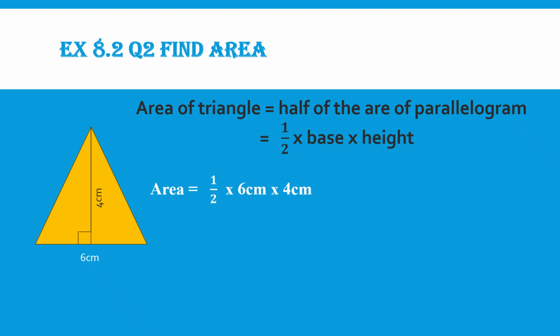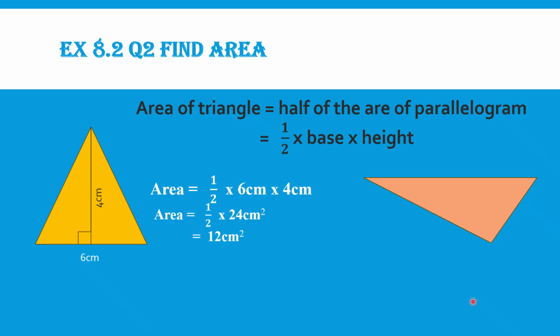Now let's put the values into this. 1 by 2 into 6 centimeter, that is the base, and 4 centimeter, which is the height. And let's solve them. We get 1 by 2 into 6 into 4 is 24 centimeter square, and after solving, we get 12 centimeter square.